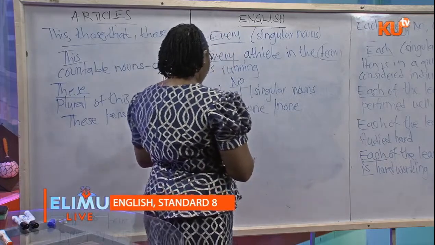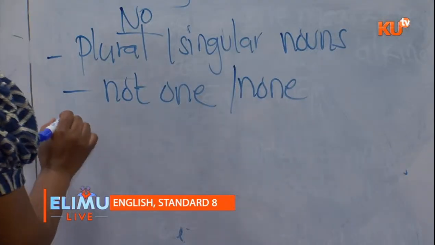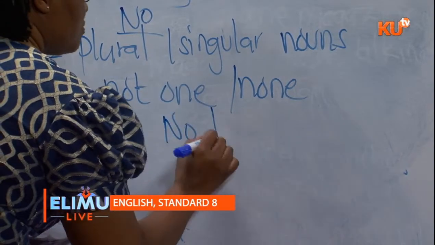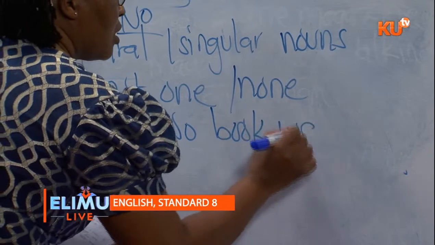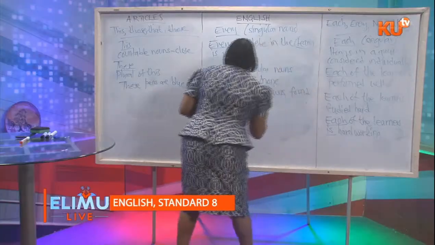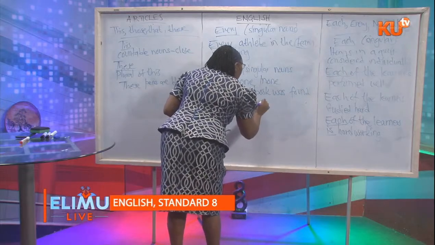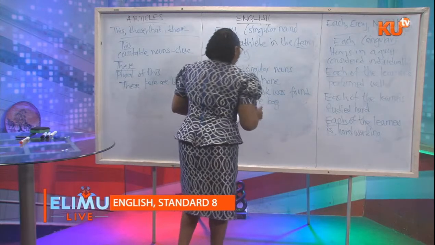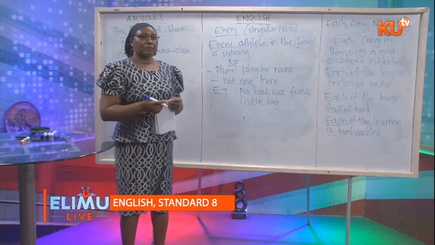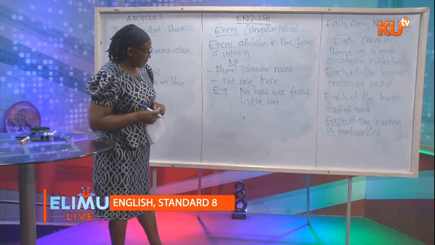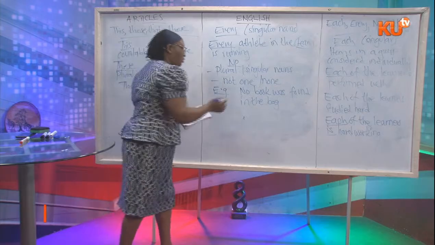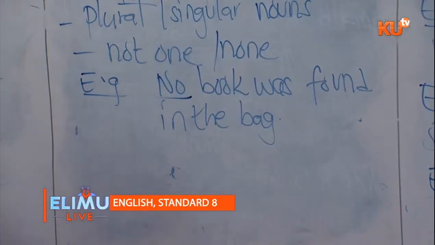So we use the word no. An example in a sentence: no book was found in the bag. Maybe you came across a bag, a school bag, that had been left somewhere, but on checking, there was no book inside. So you say that no book was found in the bag.